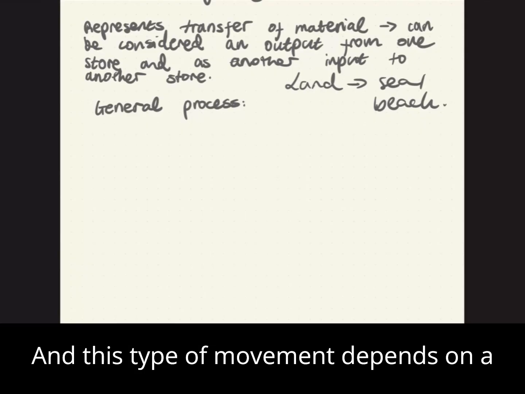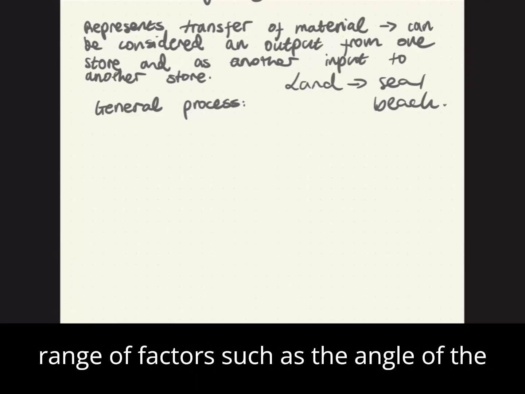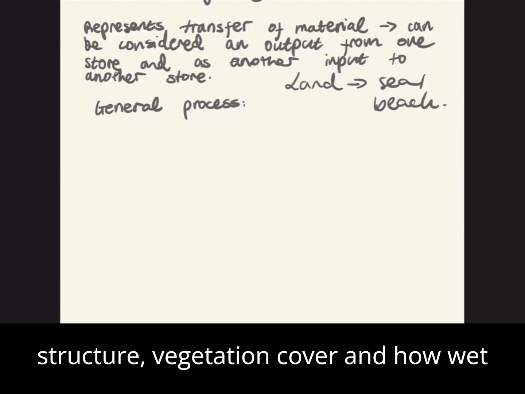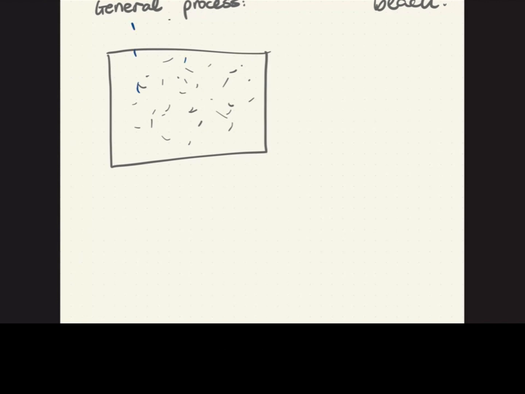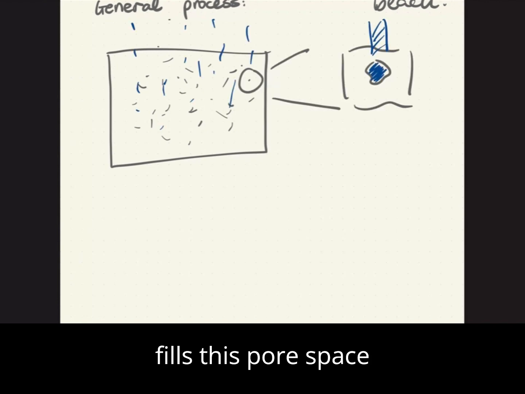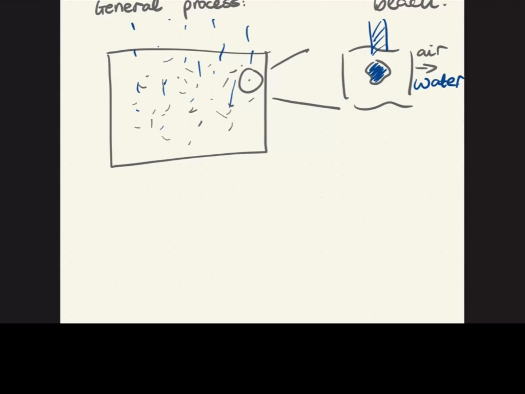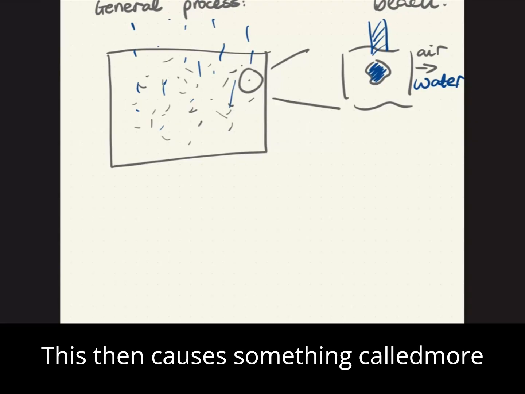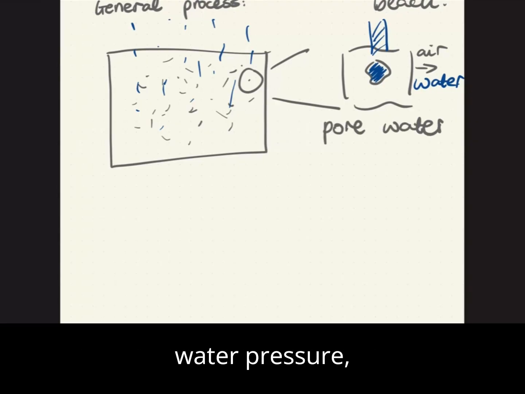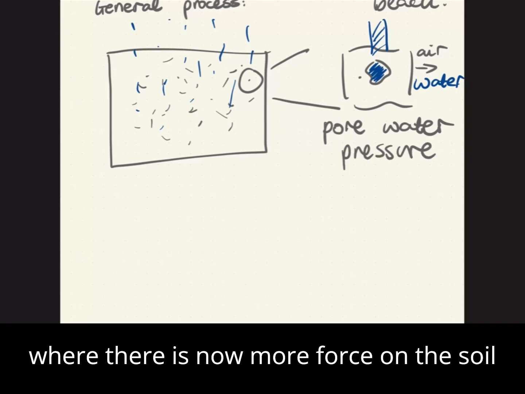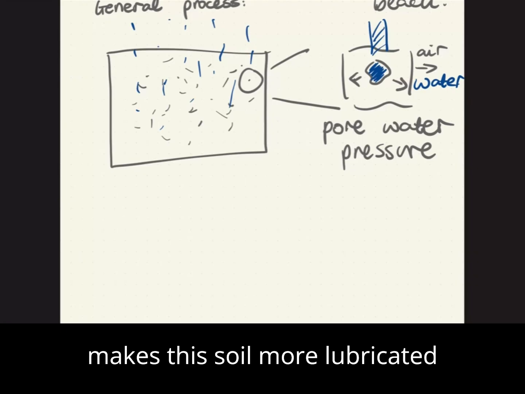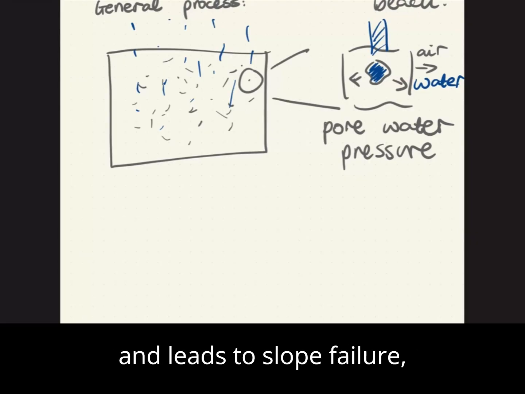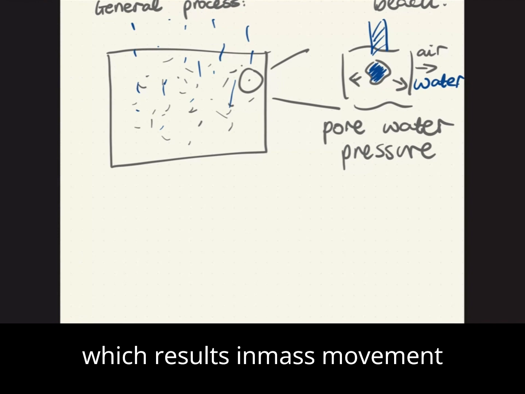And this type of movement depends on a range of factors such as the angle of the slope or cliff, the rock type and structure, vegetation cover, and how wet the ground is. Water falls and fills this pore space that was before filled with air. This then causes something called pore water pressure, where there is now more force on the soil itself. That there's now water inside makes this soil more lubricated and leads to slope failure, which results in mass movement.